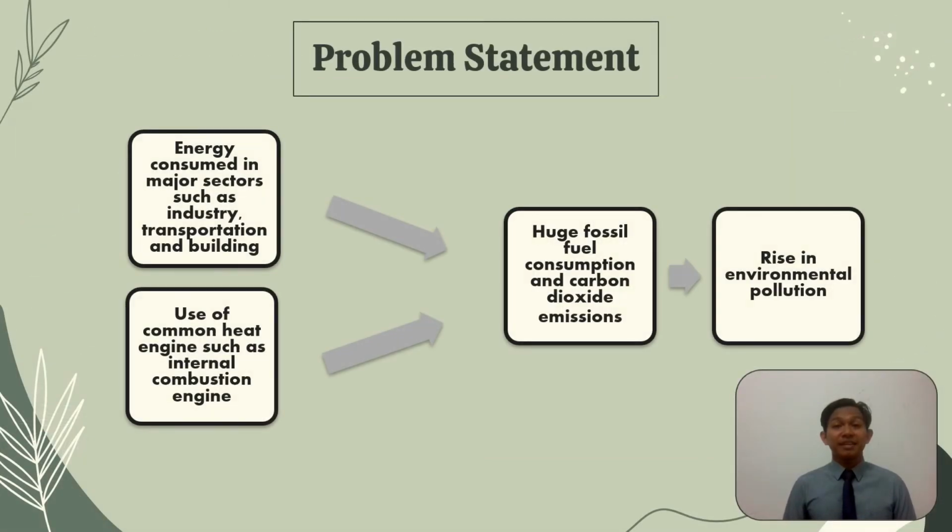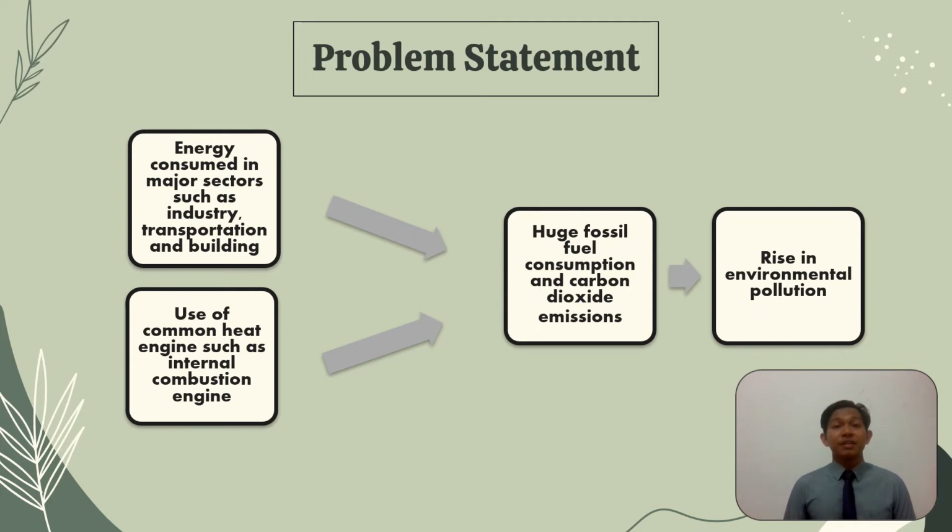Moving on to the next slide, problem statement. Generally, energy is consumed in many major sectors such as industry, transportation, and building. So there will be huge fossil fuel consumption and carbon dioxide emission due to the energy consumed. Other than that, the use of common heat engine, such as internal combustion engine, also produces exhaust gas and carbon dioxide emission. This will lead to the rise in environmental pollution.